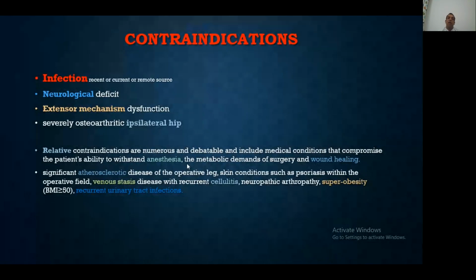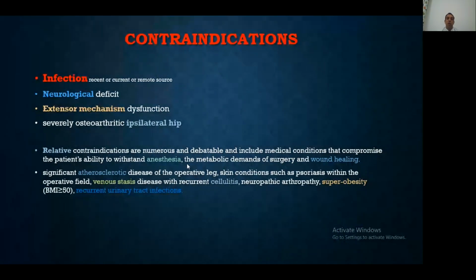So whether the infection is current, the patient has an infection now, or has recently had an infection of this joint, or even if the patient has an infection elsewhere in his body, like recurrent urinary tract infection, we cannot do total knee arthroplasty at the moment. We have to treat any infection first before we proceed to total knee arthroplasty.